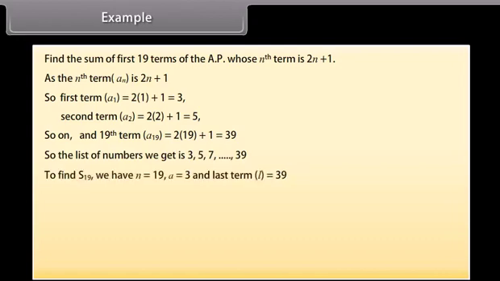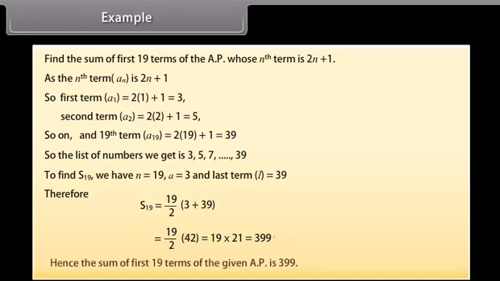Now to find S19, we have n as 19, a as 3, and L as 39. Therefore, S19 is equal to 19 upon 2 into 3 plus 39. This is equal to 19 upon 2 into 42, which equals 19 into 21, which is equal to 399. Hence, the sum of first 19 terms of the given AP is 399.